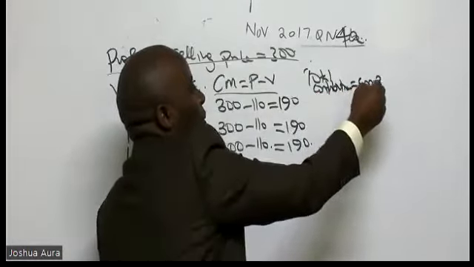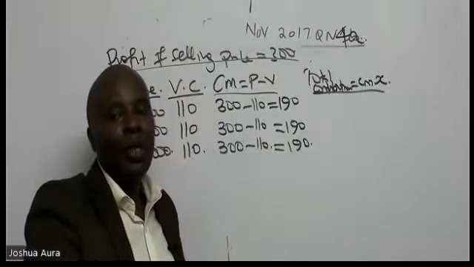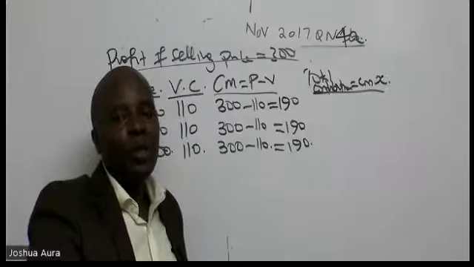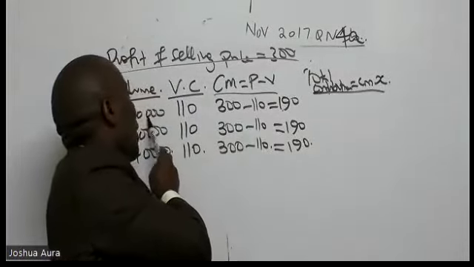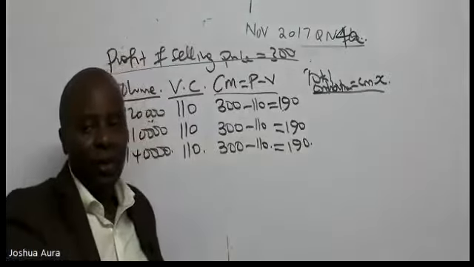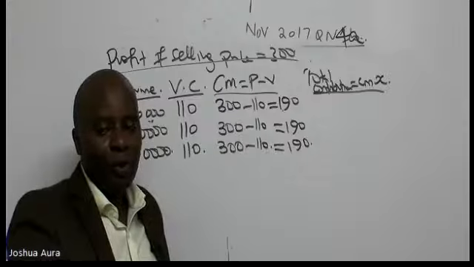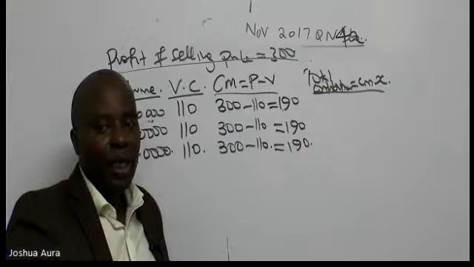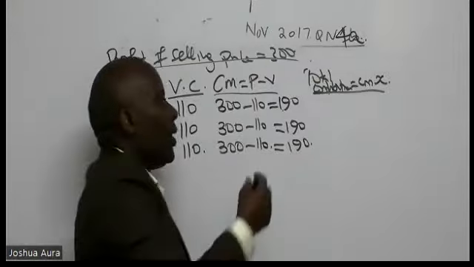Remember that total contribution is CMX. It is contribution per unit times the number of units. So like now here, I know it will be 190 times 120,000. You can decide to put your figures in shillings, millions, or thousands, depending on which looks beautiful. So could you kindly give me this figure? Odinga gives me 22,800 here.